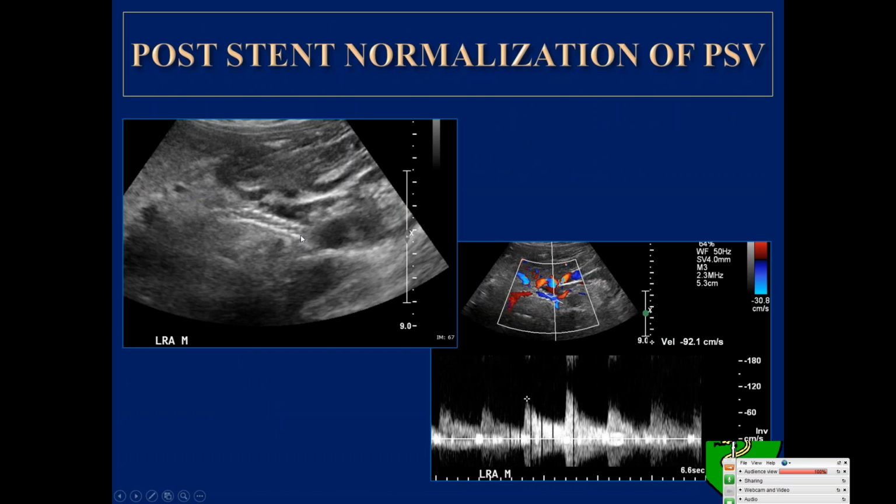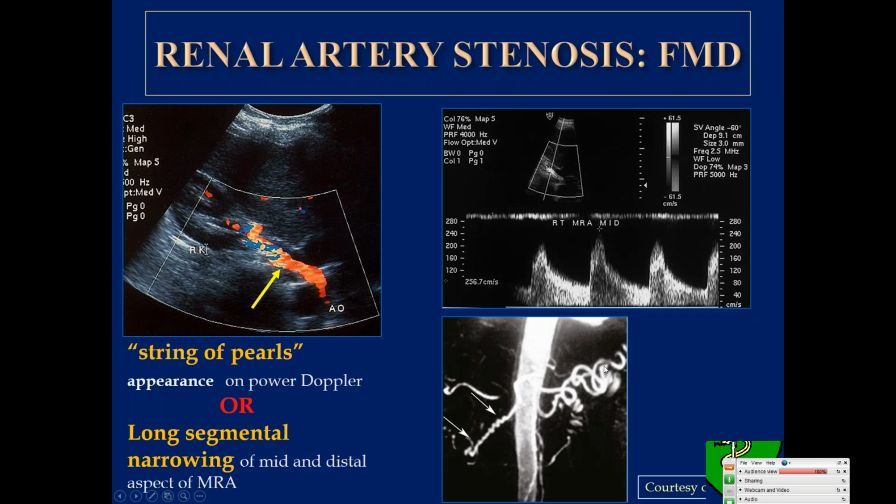The patient had a stent placed at the area of abnormality, and after that ultrasound was performed and demonstrated normalization of peak systolic velocities in the distal left renal artery. The patient also came back for follow-up a few months later, and she said that she didn't have any more hypertension. So it was a very pleasing outcome.